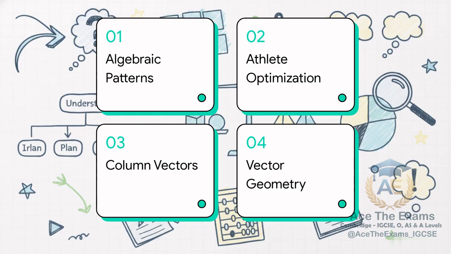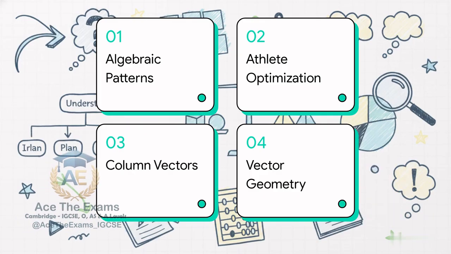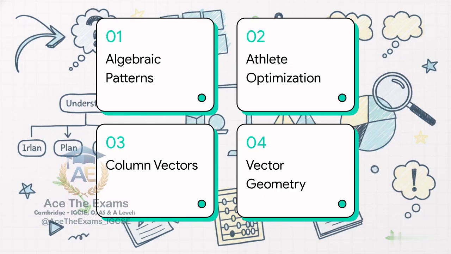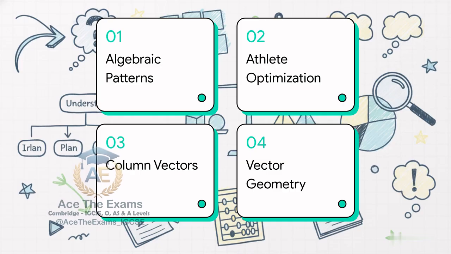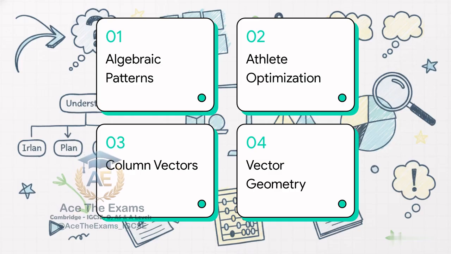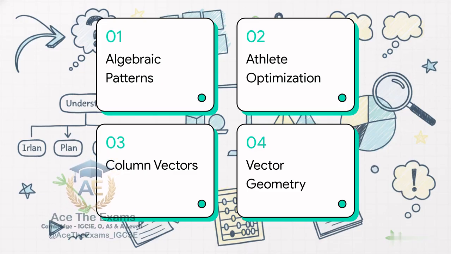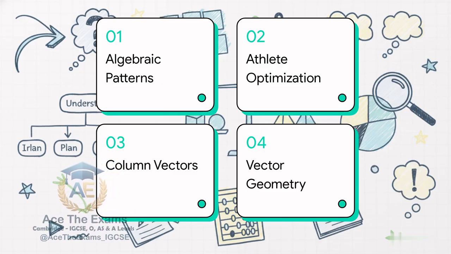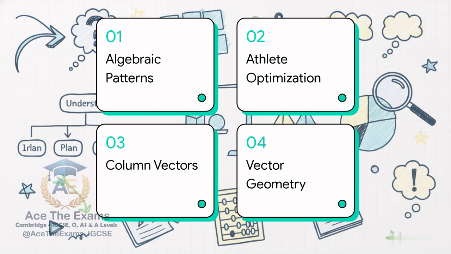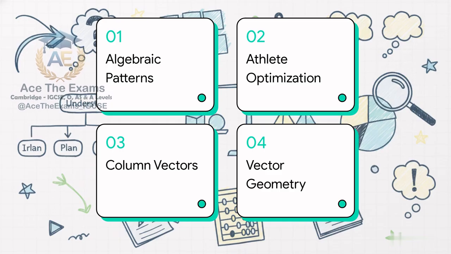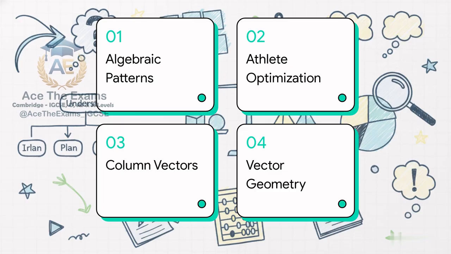Let's get to work. So, here is our roadmap for the dig today. We're starting with visualizing algebraic patterns. This is all about how we move from basic shapes to concrete formulas. After that, we'll tackle the infamous athlete optimization problem. This is a real-world kinematics nightmare that traps so many students, but we'll crack it wide open. Then we'll master the mechanics of column vectors. And finally, we'll reach the pinnacle of the exam, reconstructing abstract vector geometry proofs. By the end of this, you'll see exactly how the individual pieces connect to form the bigger picture.